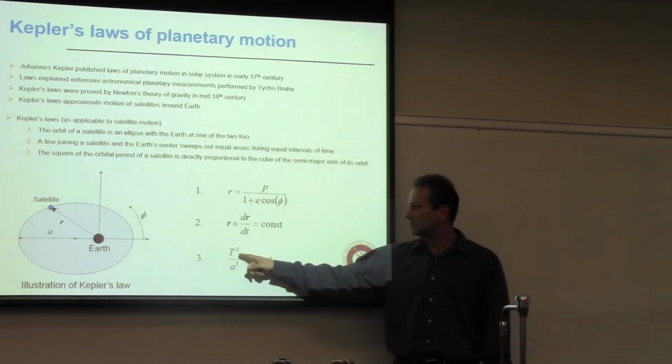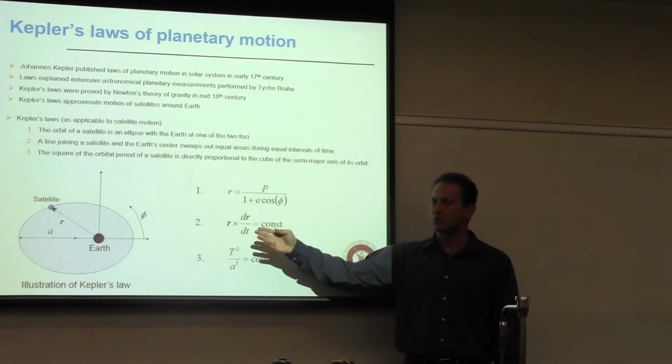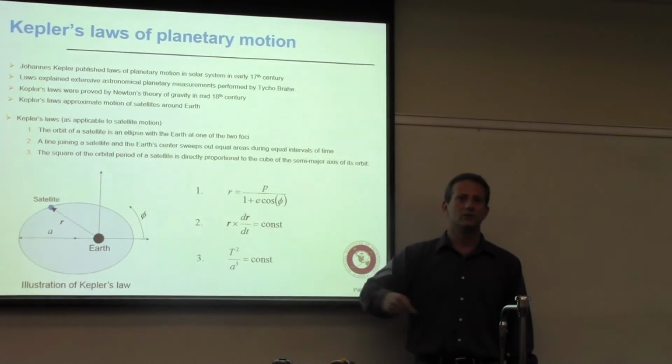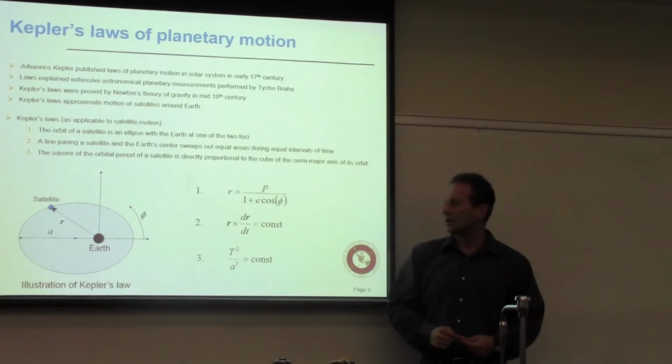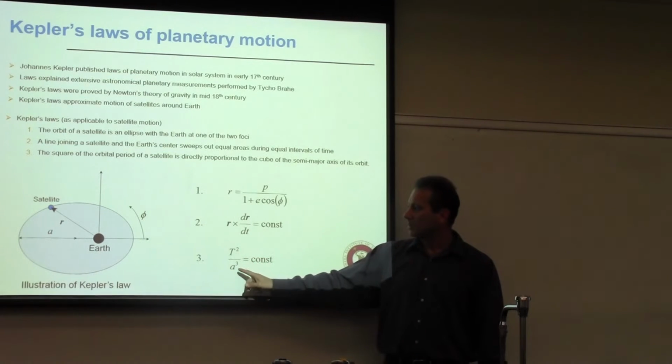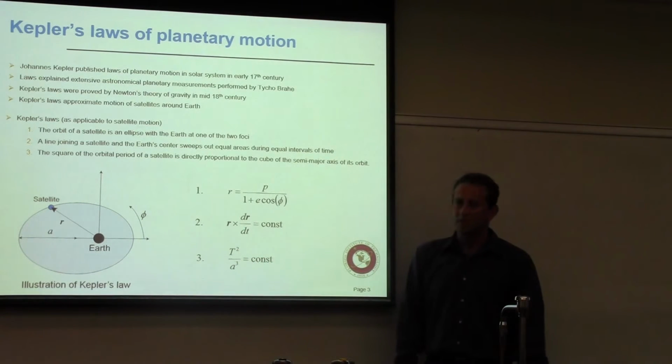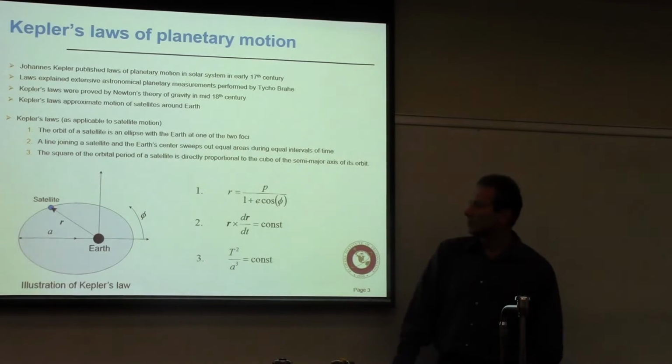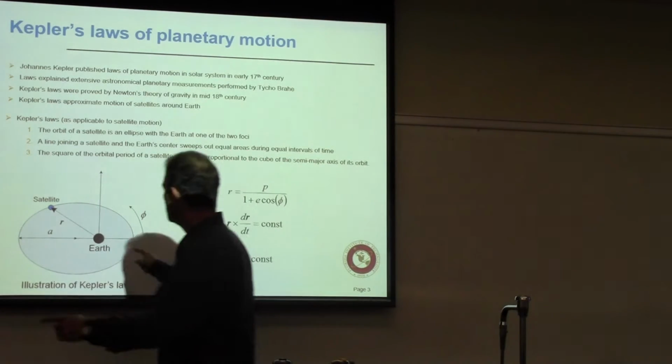And then the third Kepler's law says that the ratio of the period of the orbit, where T is the period of this motion, how long it takes the satellite to revolve around the Earth, the ratio of the square of the period and the cube of what is called the semi-major axis. The semi-major axis is this axis here.